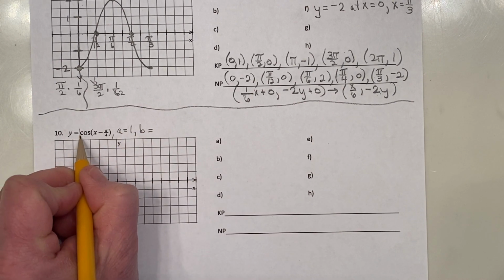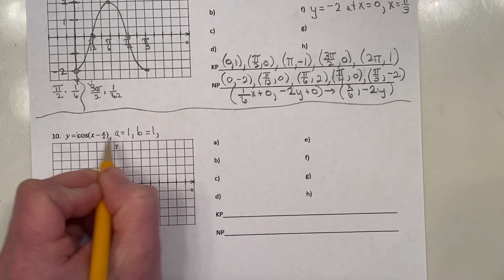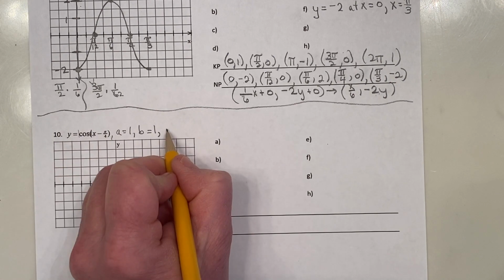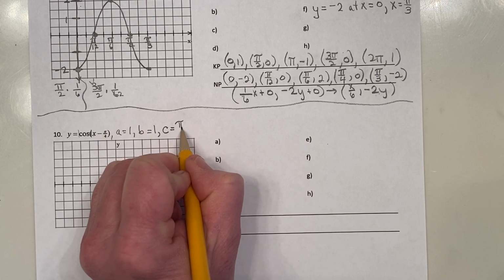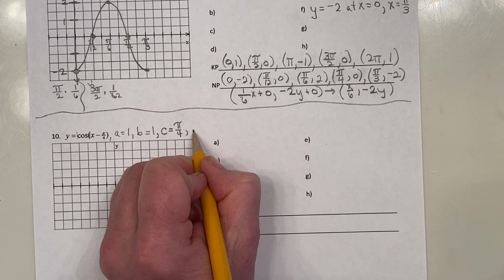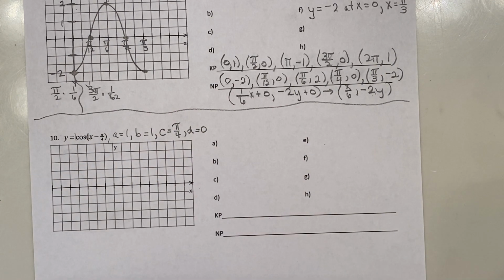All right, A is 1, B. Now B is the number in front of X, and notice that that's just 1. So I don't have to factor any B out. I don't have to make any changes on pi over 4. So since B is 1, C is actually going to be pi over 4. Remember, the C value is opposite of the sign that's in parentheses. And it doesn't look like we have a translation up or down, so D is 0.